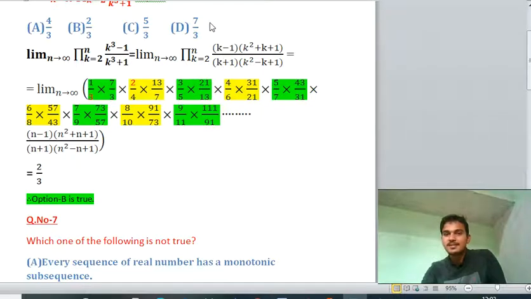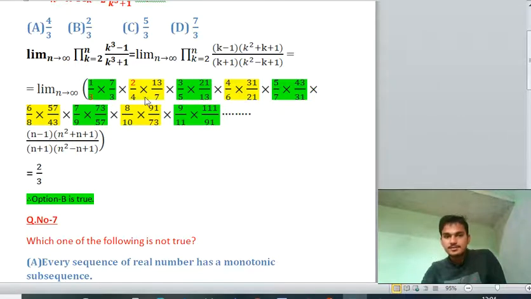Similarly, the next number is 3. We'll substitute 3 here. So 3 minus 1 is equal to 2, and 3 plus 1 is equal to 4, so 2 by 4. Then k square plus k plus 1: 9 plus 3 is 12, 12 plus 1 is 13. And 3 square minus 3: 9 minus 3 is 6, 6 plus 1 is 7. In this way you will find some terms of this sequence.